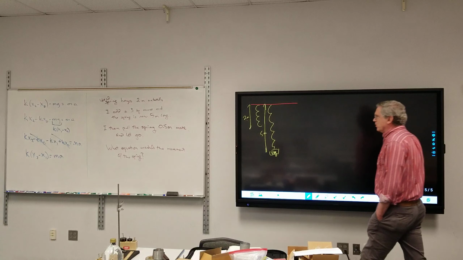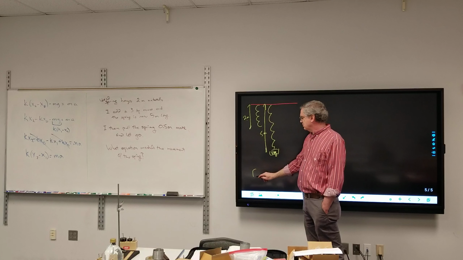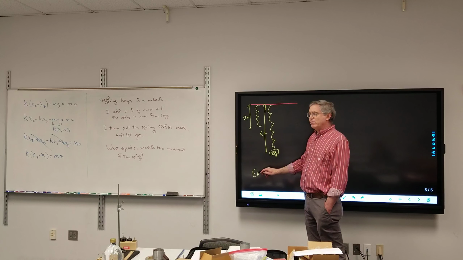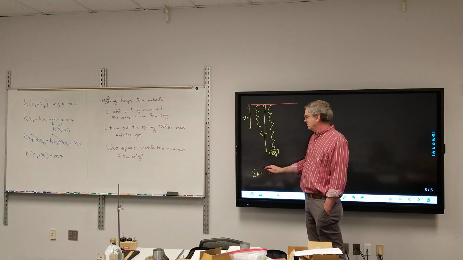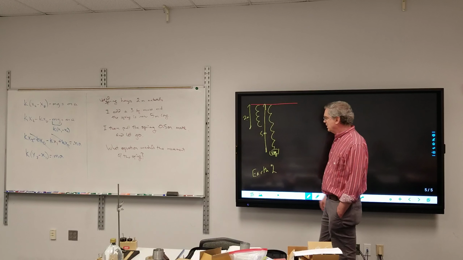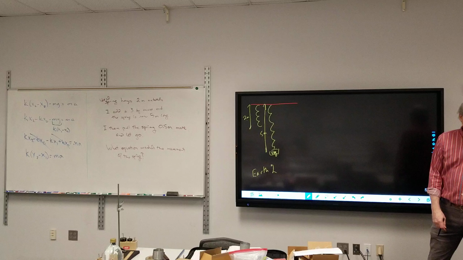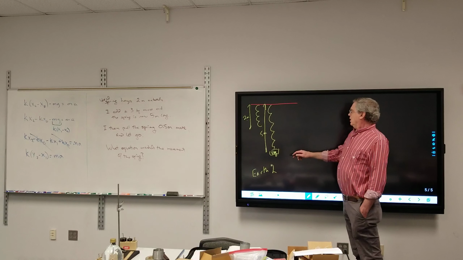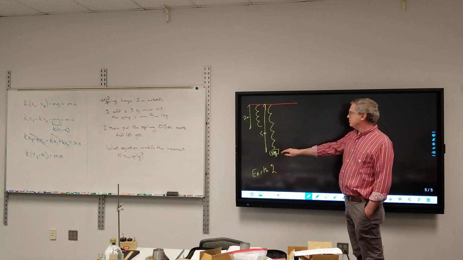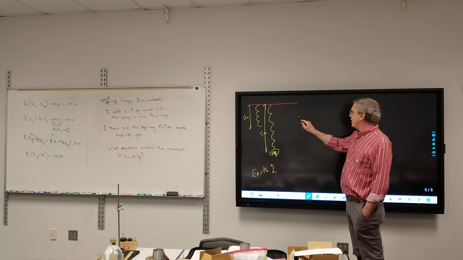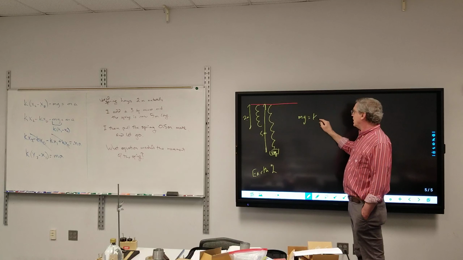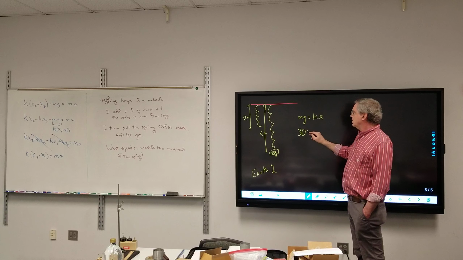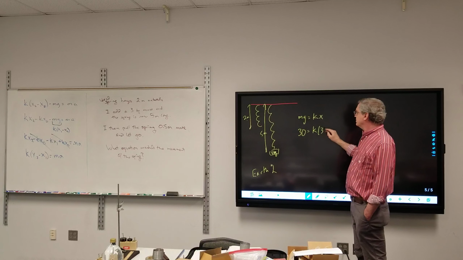Let's go ahead and put this on Earth too. So the ratio to gravity, 10 meters per second squared. This is an equilibrium. And so I know that mg is equal to kx. 30 is equal to k times 3.